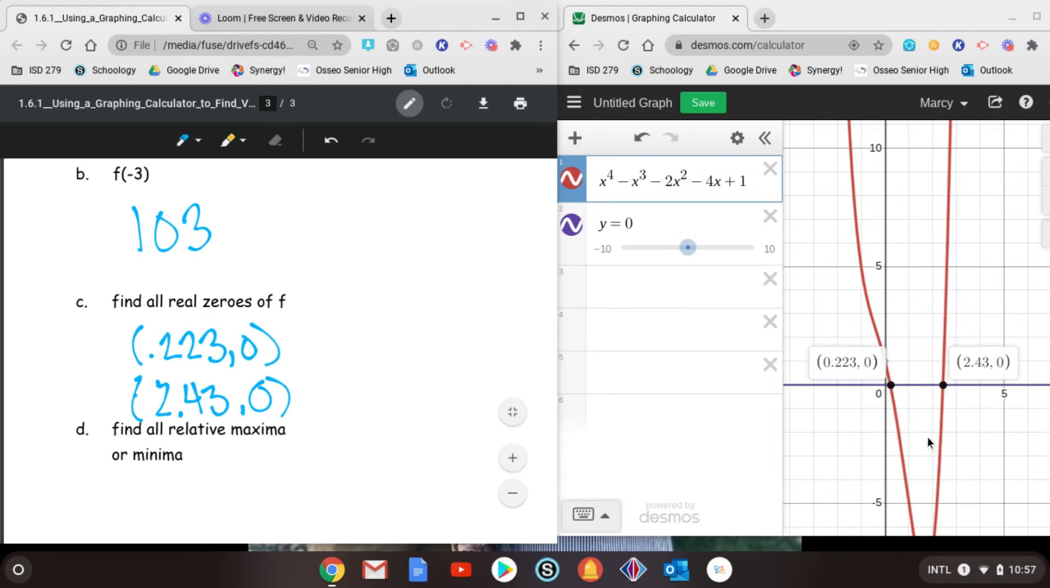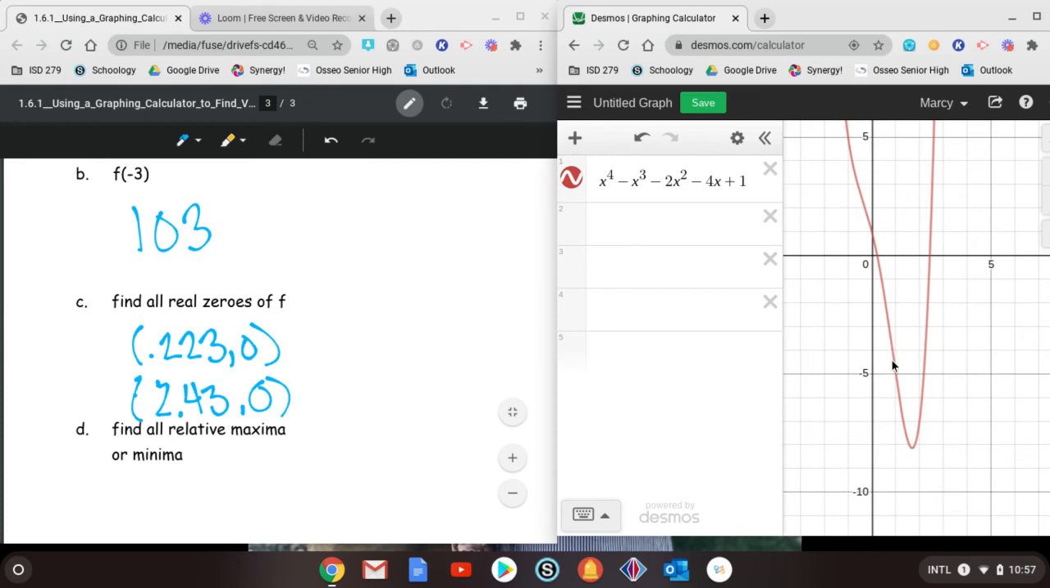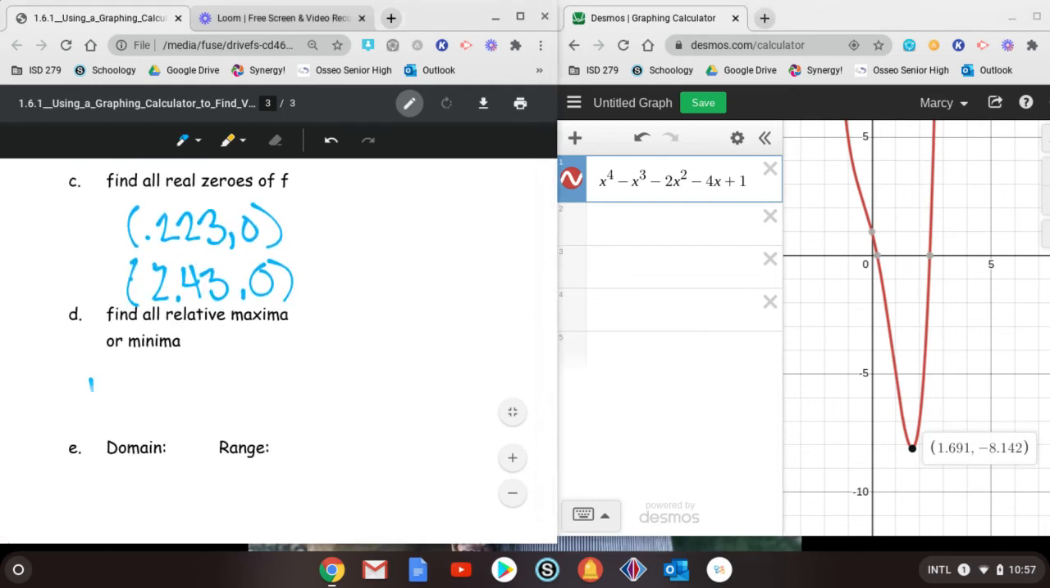Now, relative maximum and min. So since I'm done with that, I can get rid of that equation. So if I want to click this graph, I just want to click on the lowest point. So now here, this one only has a min. It does not have a max. 1.691, negative 8.142. So hopefully you guys are doing this with me and not just watching me, because it's kind of confusing if you don't just do it. So hopefully you guys are doing it.